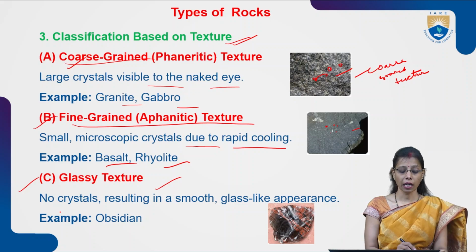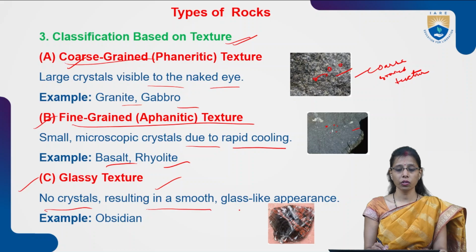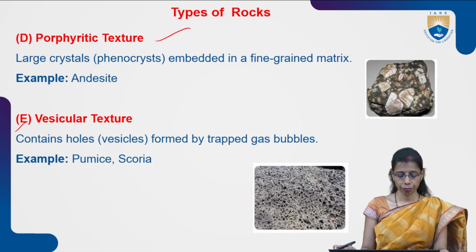Now glassy texture. Some of the rocks look very glassy in nature. It doesn't have any crystals, resulting in a smooth glass-like appearance. An example is obsidian. Obsidian is an igneous rock, and it doesn't have any crystals here, and it gives a very glassy appearance with banding.